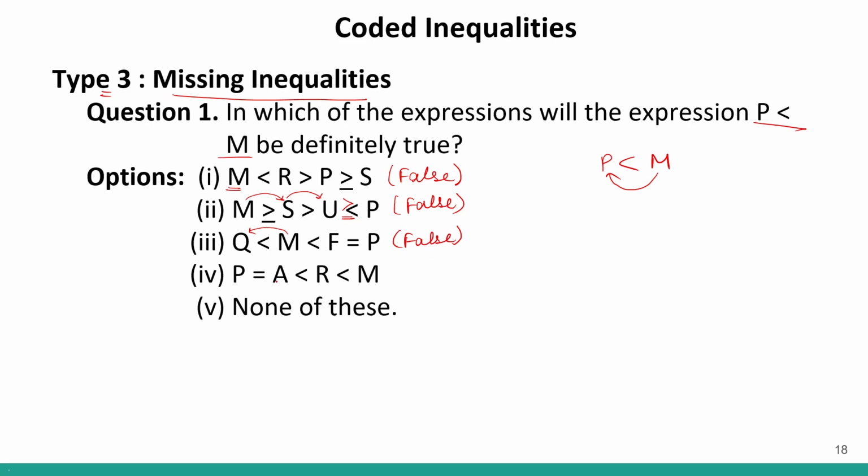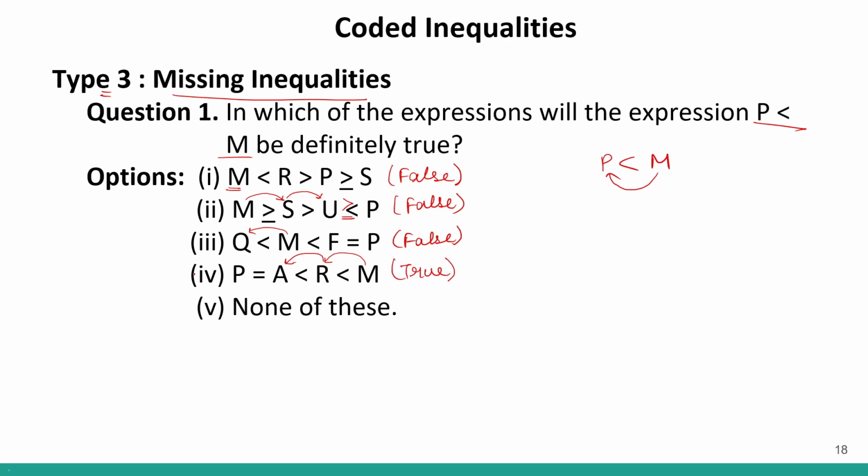Correct? Looking at option number 4, I will proceed from M bigger door. So from M I can go to R. From R I can go to A and I know that A is equal to P. That means this is definitely a statement where M is greater than P.